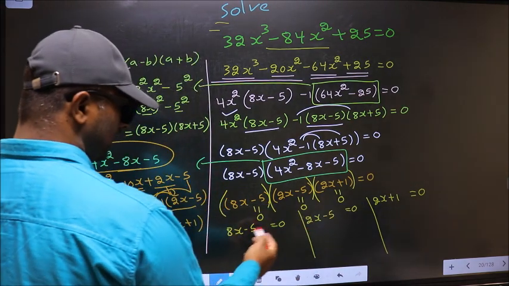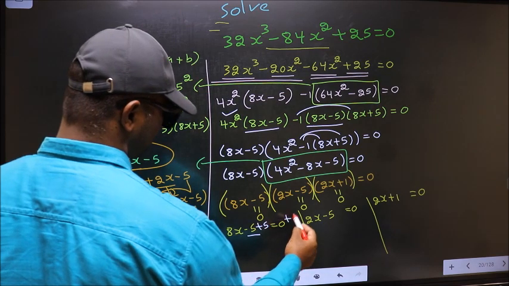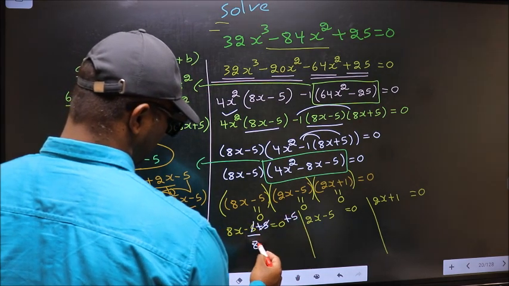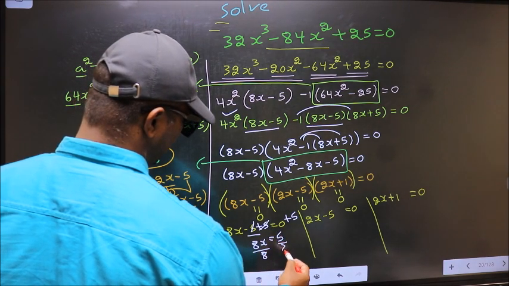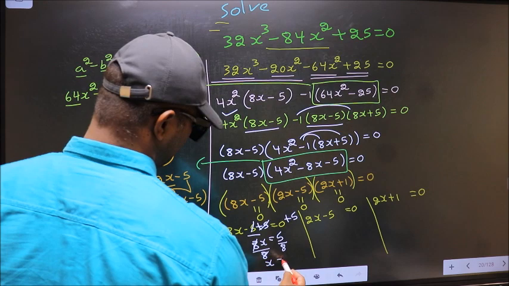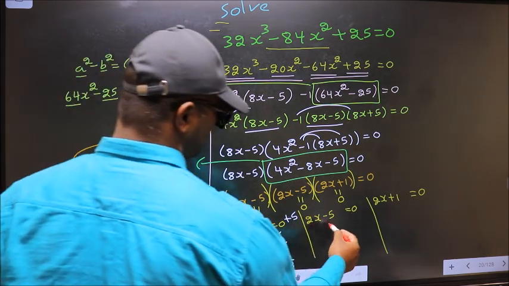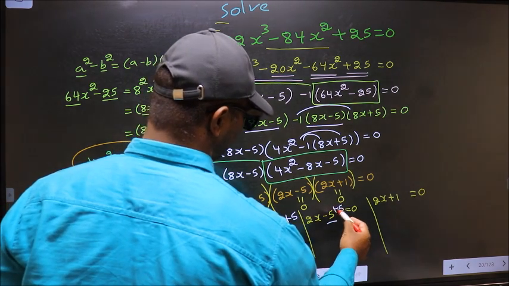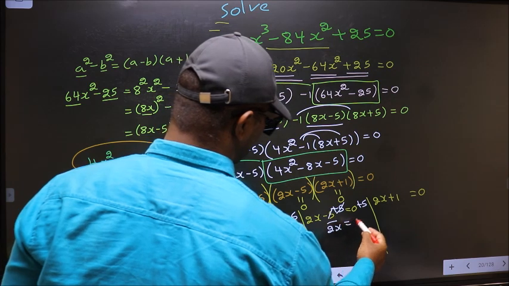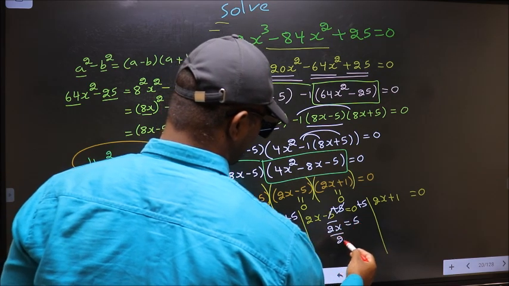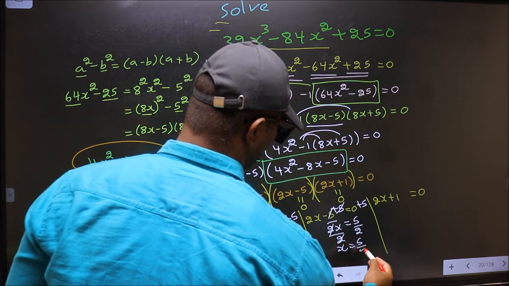Now to get x value from here, we should remove minus 5, so add 5. You get 8x equal to 5. Now we should remove 8, so divide by 8. You get x equal to 5 by 8. Now here, we should remove minus 5, so add 5. You get 2x equal to 5. Now we should remove 2, so divide by 2. You get x equal to 5 by 2.